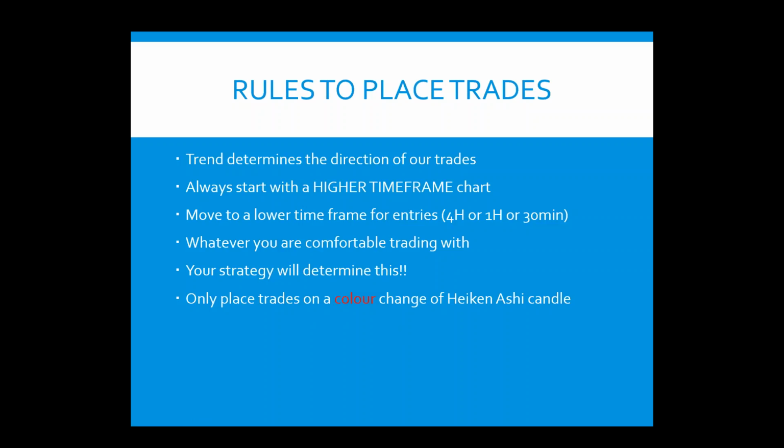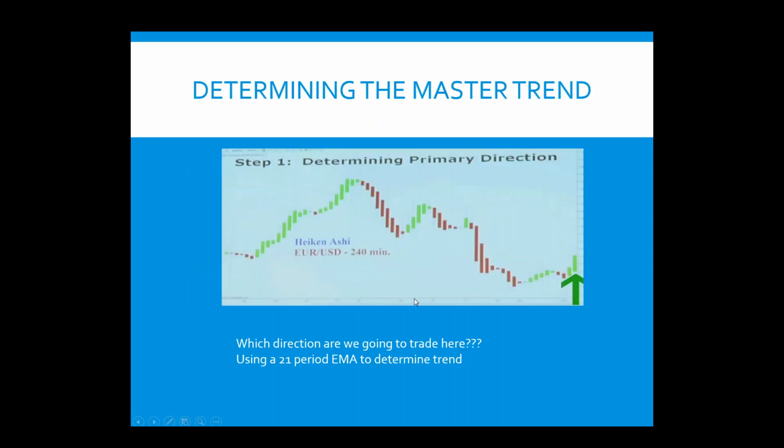Only place trades on color changes. So if the trend is up, then you're wanting to place a trade when the candle turns green, or whatever color your Heiken Ashi is. On my MetaTrader, I just stuck with the default, which is red and white, and I'll show you on the live chart. This is an indication on a 4-hour chart.